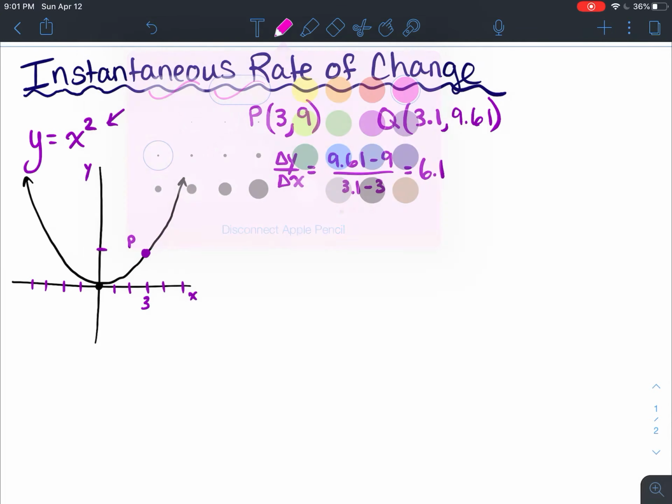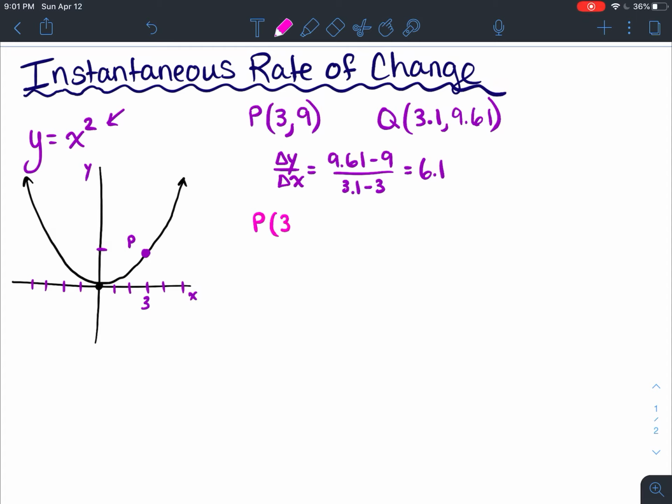Okay, let's try using a closer pair of points. We'll still use (3, 9) because that's what we want to find. This time we'll pick Q to be 3.01. So what's 3.01 squared? 9.0601. So let's figure out what our rate of change will be now. If we subtract our y's from each other and divide by our x's subtracted from each other, now we'll get 6.01.